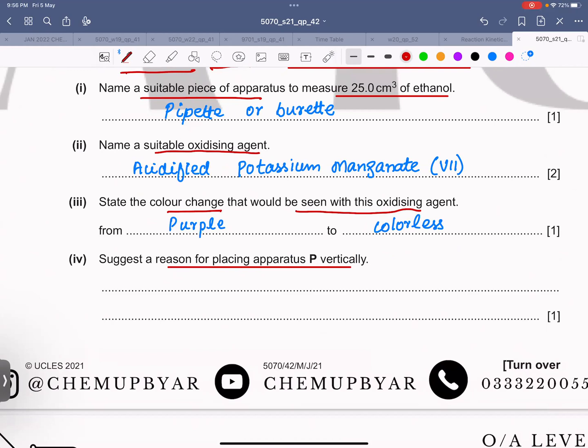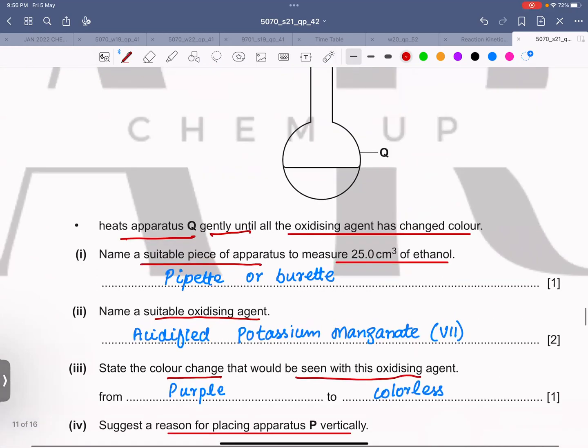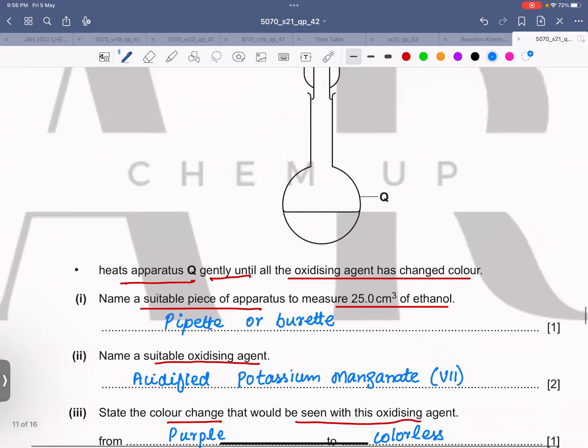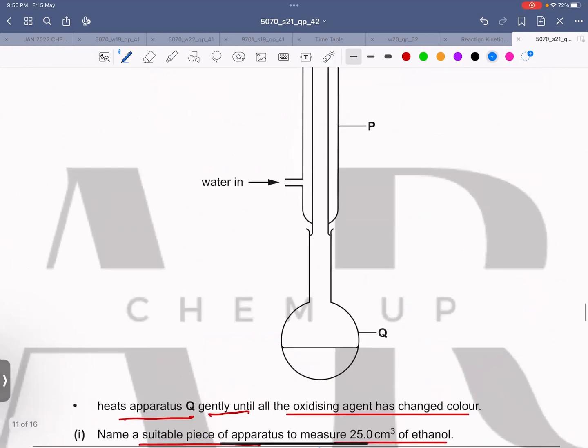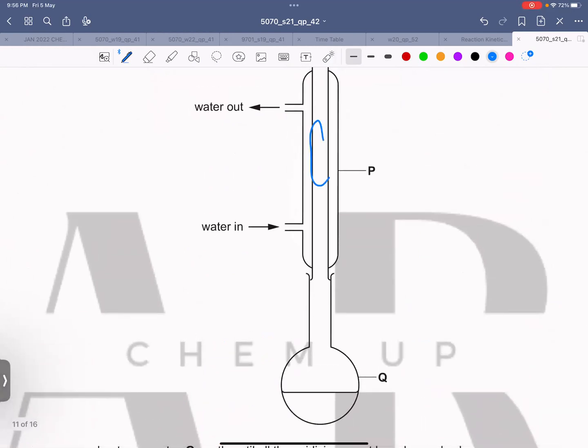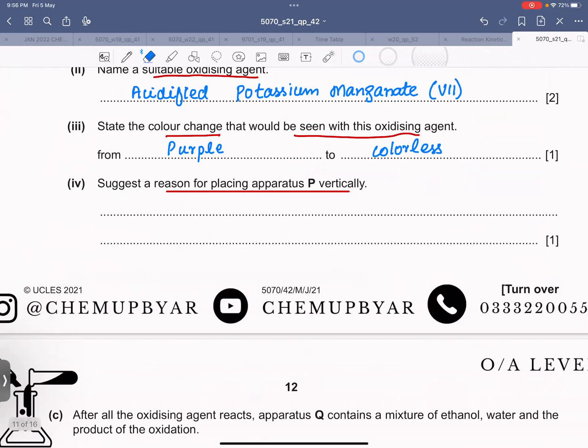Yes, can anybody suggest? Because if we are continuously heating, the vapors evaporate, and they can escape. So the condenser is in a vertical position. Here in this region, these vapors are going to be condensed and then drop back for the further reaction, or for the completion of the reaction. So it prevents vapors from escaping.